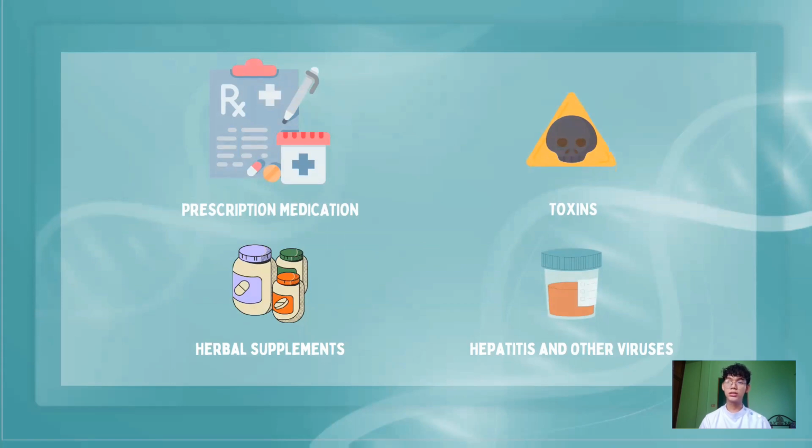Lastly, toxins. Toxins that can cause acute liver failure include the poisonous wild mushroom Amanita phalloides, which is sometimes mistaken for one that is safe to eat. Carbon tetrachloride is another toxin that can cause acute liver failure. It is an industrial chemical found in refrigerants and solvents for waxes, varnishes, and other materials. Some cases of acute liver failure have no obvious cause.